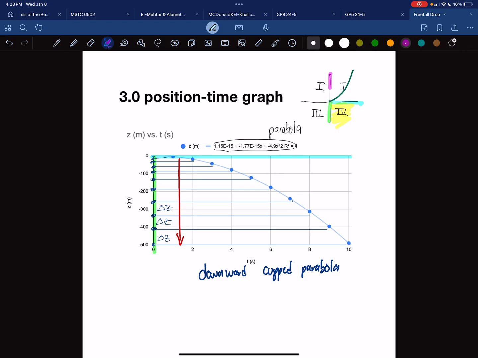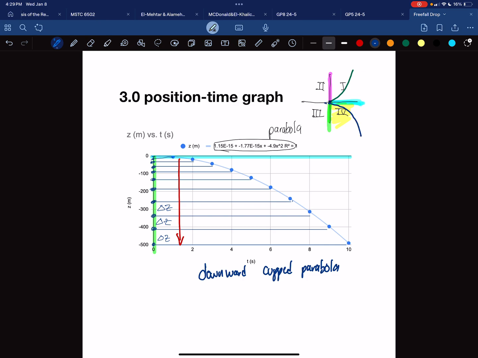and that's where the positions are positive and the times are positive. And what we're looking at when we're dropping this thing is where the positions are negative and the times are positive. So that makes the parabola cupped downward like so. But it's a parabola nonetheless.